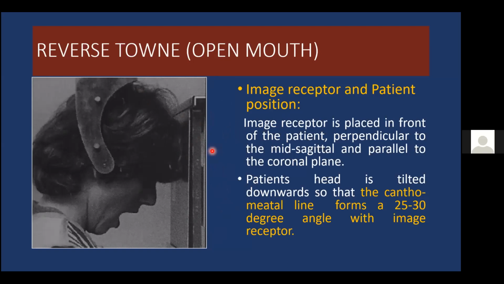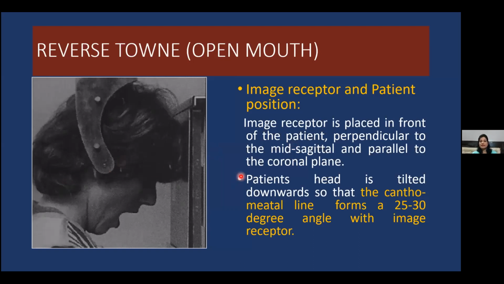Now I'm repeating. Chin touch position, Waters view. Forehead touch position, reverse Towne. Forehead and nose touch position is PA. And one more position I told you: nose chin touch position. What is that? Occipital 0 degree. Very good. 0 degree occipital. Clear, everybody?